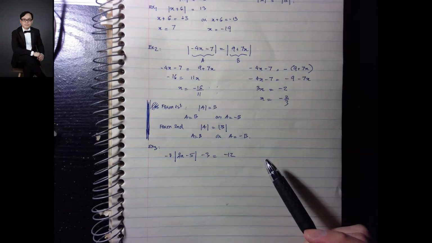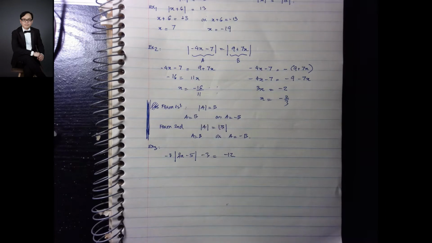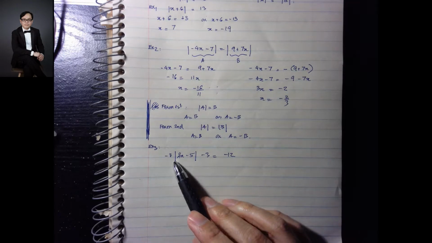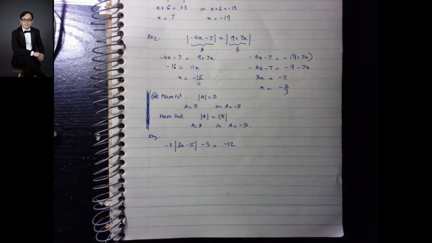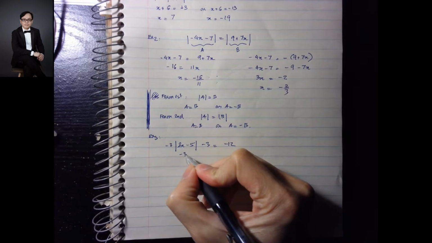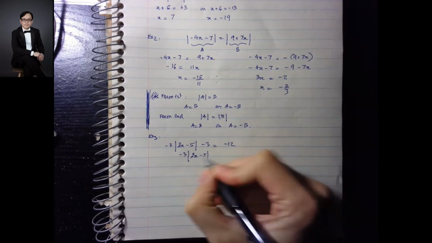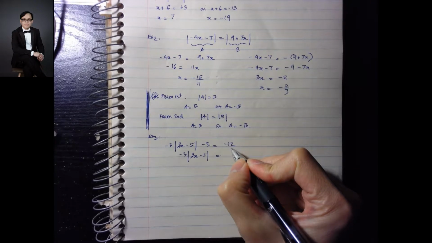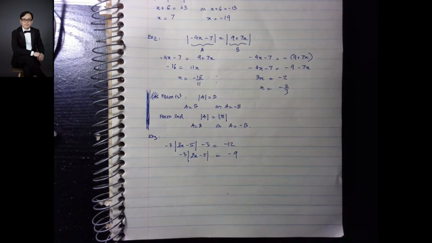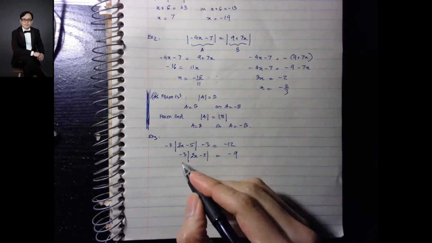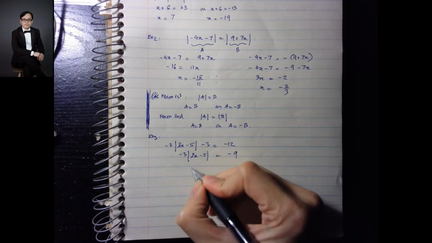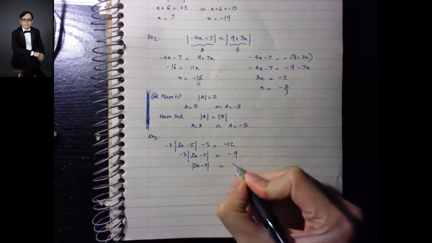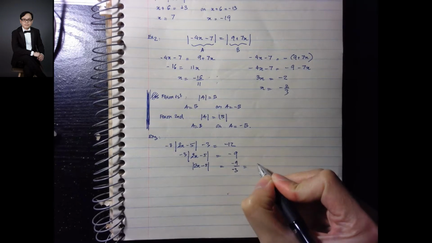It means that we have to get rid of negative 3 in front of the bar right here. So how do we get rid of it? We just add 3 to both sides. The left side I have this, and negative 12 plus 3 is negative 9, right? Then afterward, I get rid of negative 3 in front by dividing both sides by negative 3. Negative 9 divided by negative 3 gives you 3.